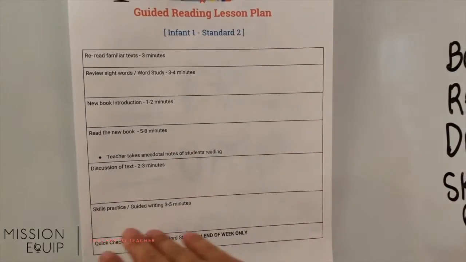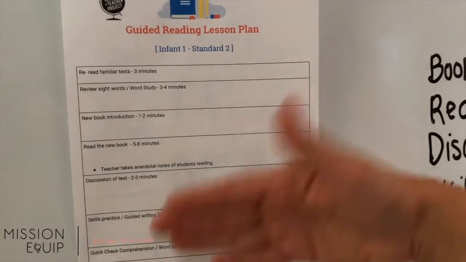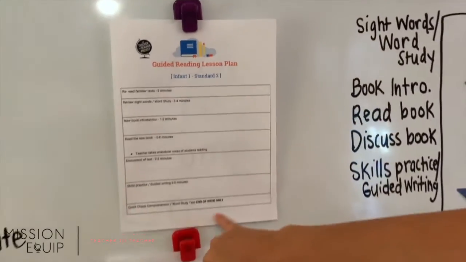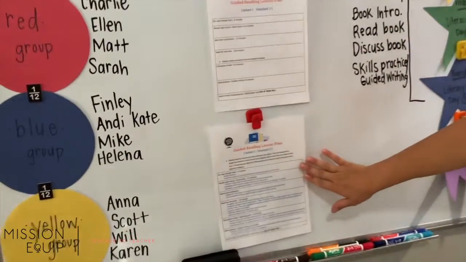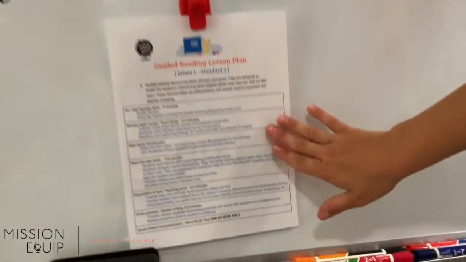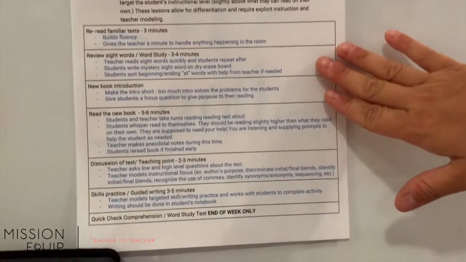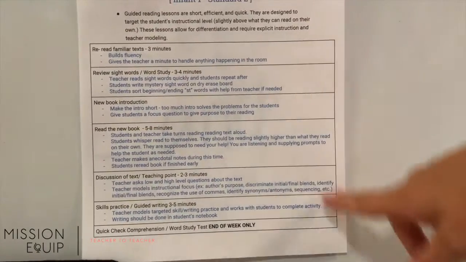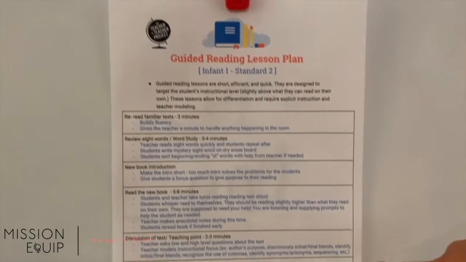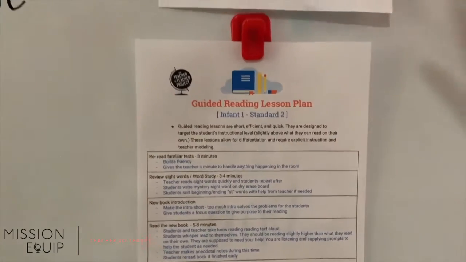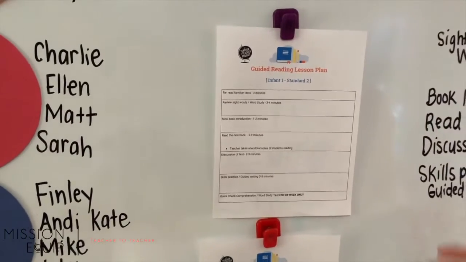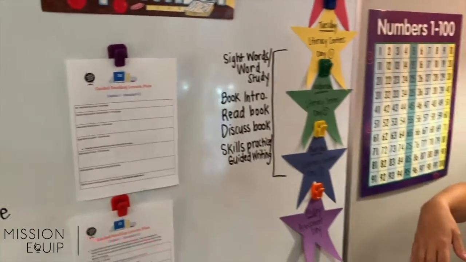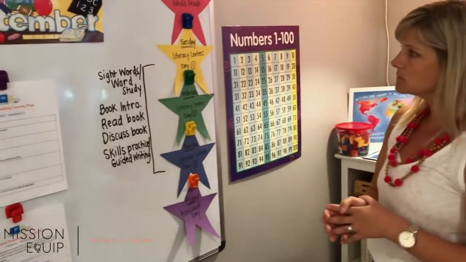And your last day would be the quick check comprehension or your word study test. And that's why it says end of the week only. Here, I have one filled out, and this will be on the Google Doc Classroom as well, both the blank template and the one that I have filled in for this lesson. So you don't need to worry about wondering how to find that again. It will be up there for you to copy and use however you want to.